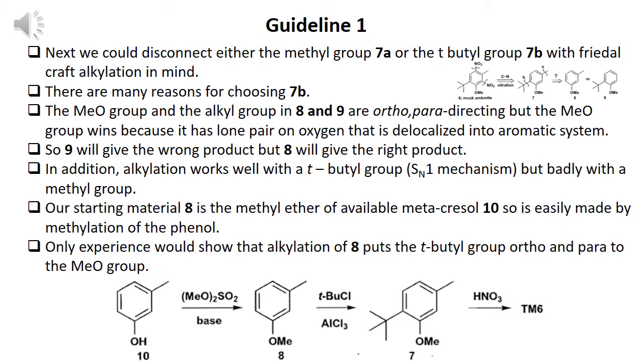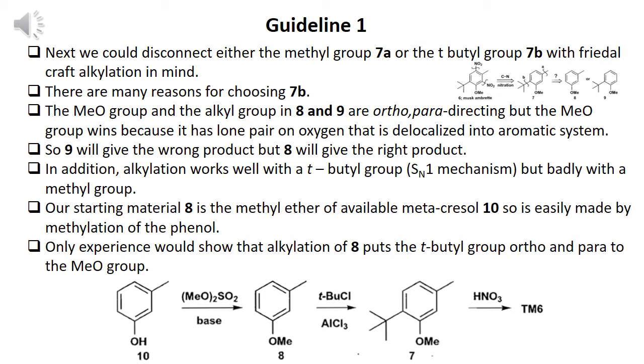But in the case of 9, if we convert 9 into 7, we shall have to use methyl halide. And when we are going to produce 7, methyl halide will not be very prompt by the SN1 mechanism. As you know, for the SN1 mechanism, the most stable cation is favored. So the tertiary butyl group, which is used for the conversion of 8 to 7, will be a good choice.